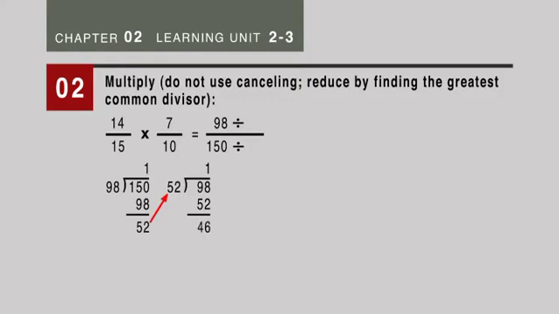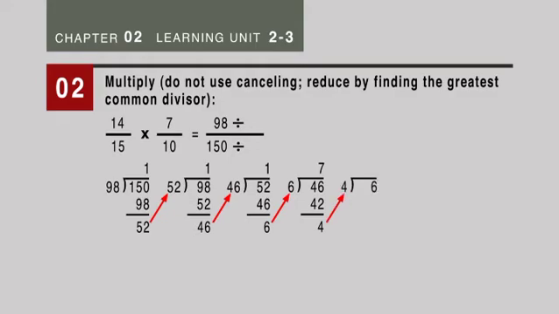So we take 46, divide that into 52. 46 goes into 52 one time, leaves us with 6. So we take 6 and divide that into 46. 6 goes into 46 7 times. That's going to leave us with 4. So we take 4, divide that into 6. That goes one time, leaves us with 2. So we take 2, divide that into 4, and that leaves us with 0.